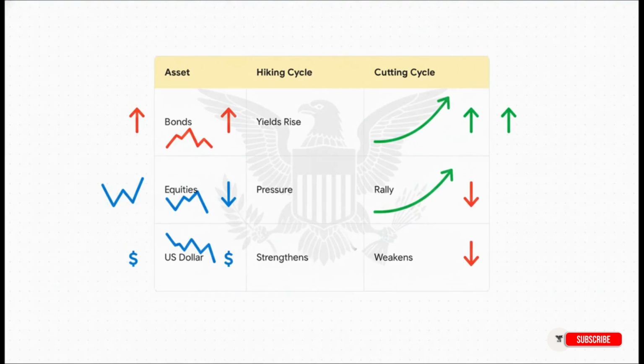When the Fed is in a hiking cycle, raising rates to fight inflation, bond prices tend to go down, stocks feel the pressure from higher borrowing costs, and the US dollar gets stronger. But when they flip to a cutting cycle to boost the economy, you usually see the opposite. Bonds rally, stocks tend to follow, and the dollar weakens. Knowing what cycle we're in is absolutely fundamental for allocating your capital.